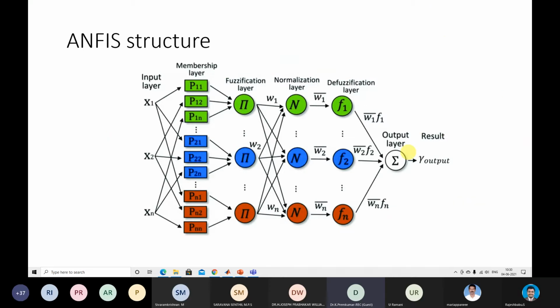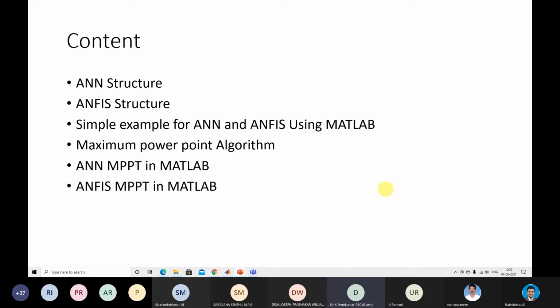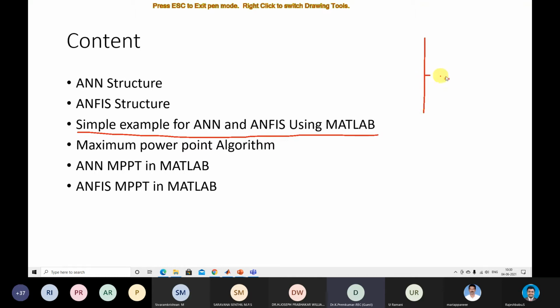So next I'm going to have a simple example, right? I'm going to use a simple example for ANN, to show how to use the ANN and ANFIS tools in MATLAB. For that I'm going to consider one example. I'm going to generate a sinusoidal waveform by using ANN and ANFIS. So for example, I'm going to take a sinusoidal waveform, right? This is a sinusoidal waveform.